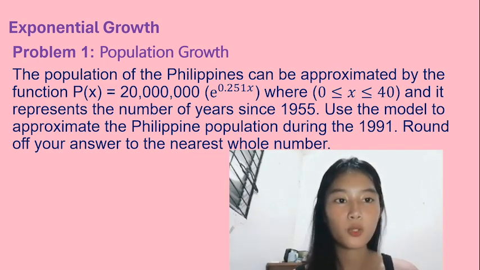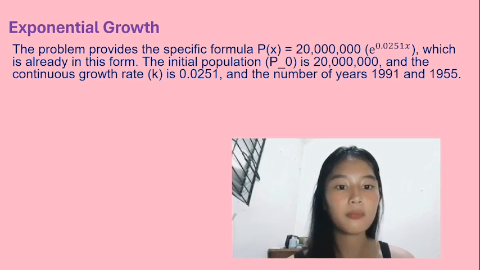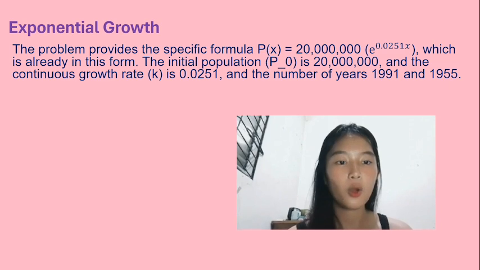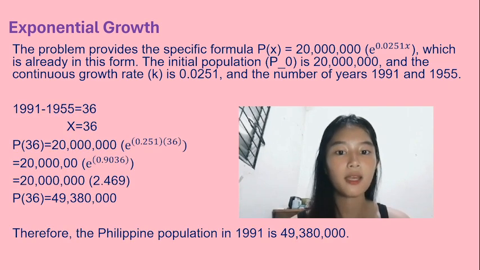So, let's solve problem number 1. First, find the value of x. The year of interest is 1991. Substitute into the formula for x. X equals 1995 minus 1991 equals 36. So we have the value of x.